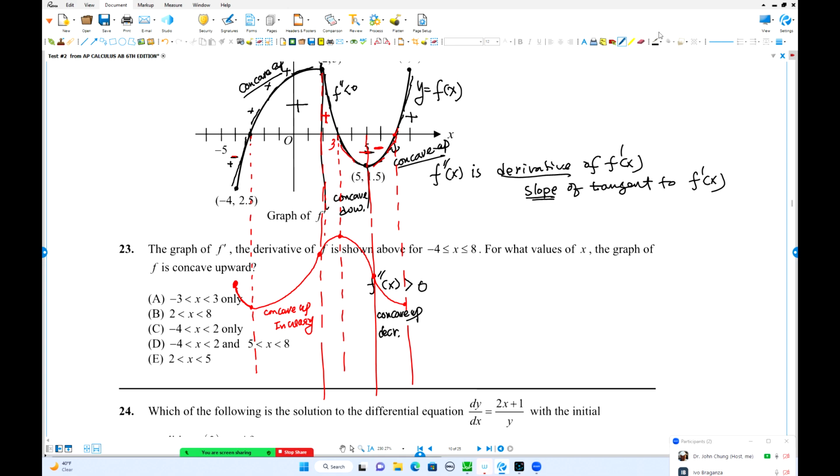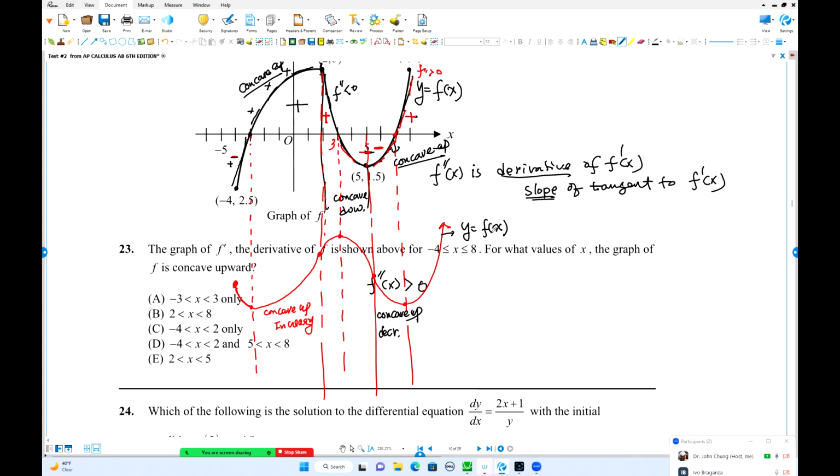Right after this point, what happened? Still increasing, okay? But the slope is what? Positive, right? The second derivative is positive. Concave up, increasing, all the way down. That's it. This is the original graph, y equals f of x.